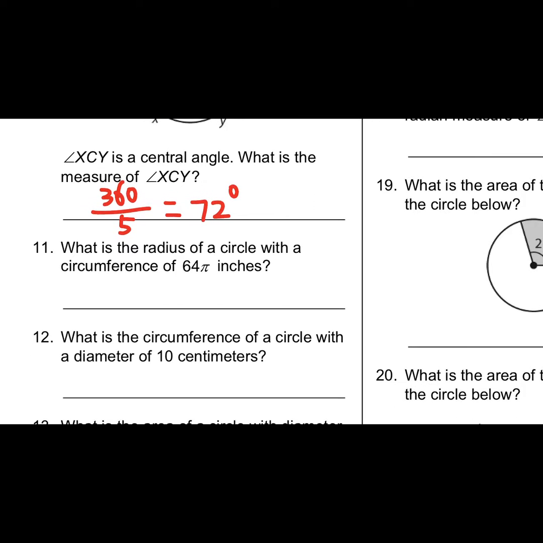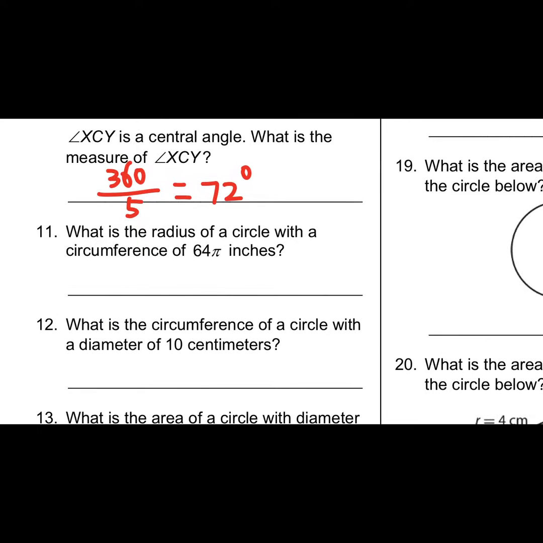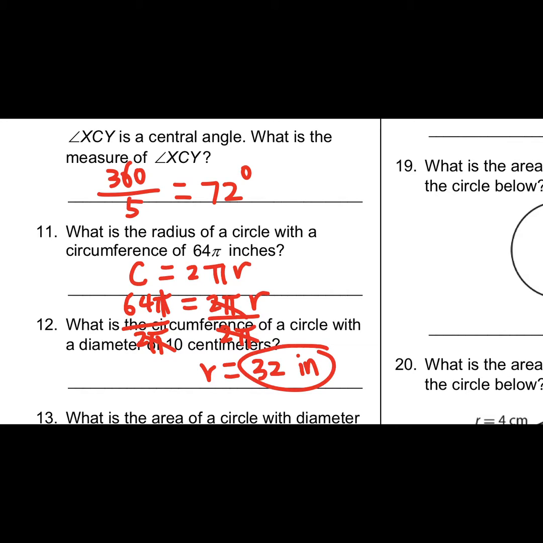Number 11, what is the radius of a circle with a circumference of 64 pi? So we know that the circumference is given by 2 pi times the radius. Since we are given the circumference, we're going to substitute 64 pi and solve for the radius. We're going to divide both sides by 2 pi, and that will get rid of the pi's here, and 64 divided by 2 leaves us the radius is 32, and the unit is inches. So the answer for number 11 is the radius is 32 inches.